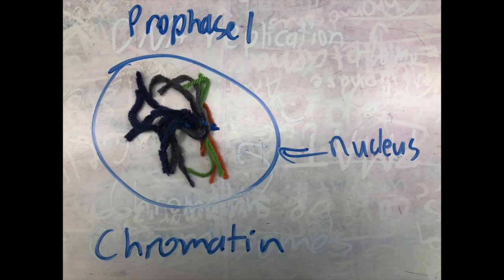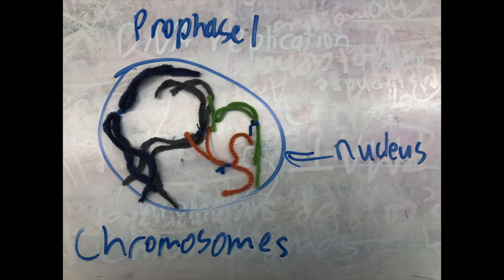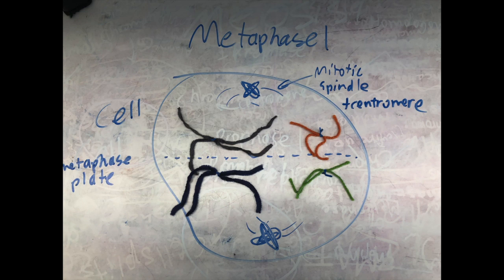Then in prophase 1, the nuclear membrane begins to dissolve and the centrioles begin to form. Then in metaphase 1, the homologous chromosomes line up at the metaphase plate and the meiotic spindle forms. During this time, a process called crossing over can occur between homologous chromosomes. It trades some DNA with the corresponding homologous chromosome.